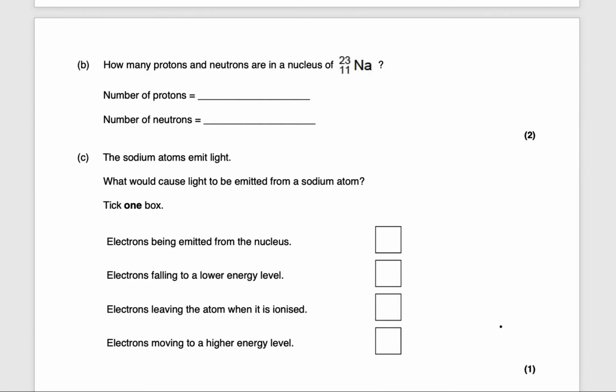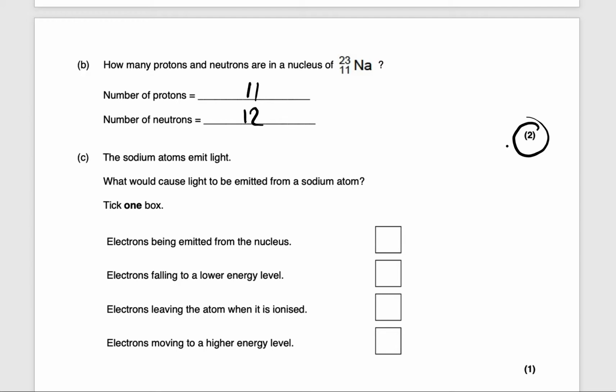Next question. How many protons and neutrons are in the nucleus of sodium? So the number of protons is the bottom number, 11. The number of neutrons is going to be 23 subtract 11, which is going to be 12. So 12 neutrons for 2 marks.